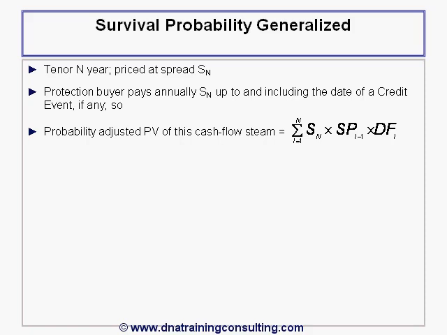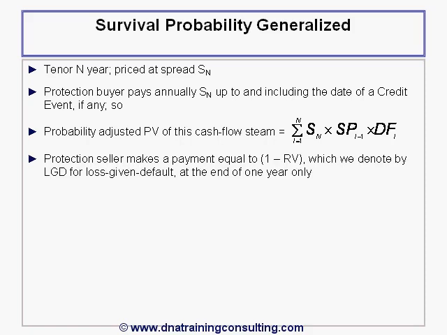Turning to the protection seller, that party makes a payment equal to 1 minus RV at the end of one single year only. And this 1 minus RV henceforth we will denote with the acronym LGD, which stands for loss given default. And the likelihood of that payment equals the specific probability calculated up front that the reference entity will experience a credit event at the end of that particular year.